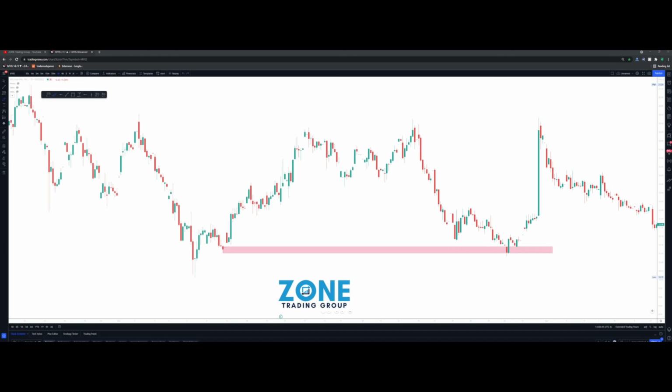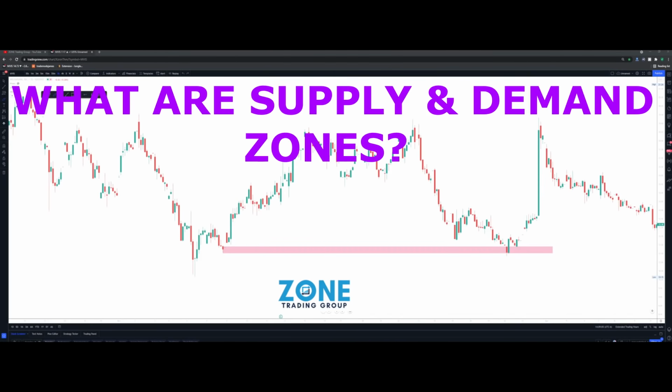Having knowledge of these zones gives you a sort of Nostradamus type ability. All right, being able to see where the smart money has moved the market in the past gives you the ability to predict where they will move it in the future, allowing you, the retail trader, to capitalize and make a profit.